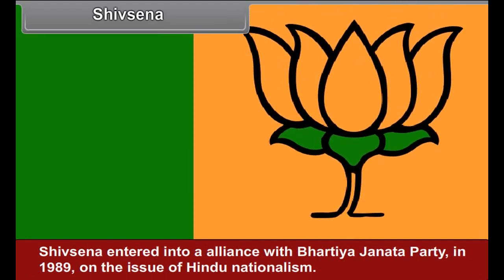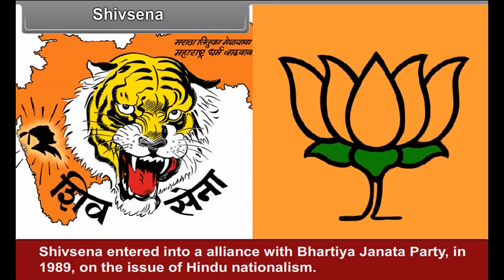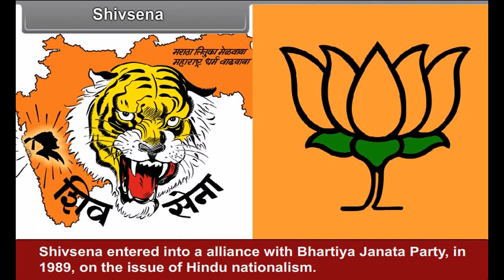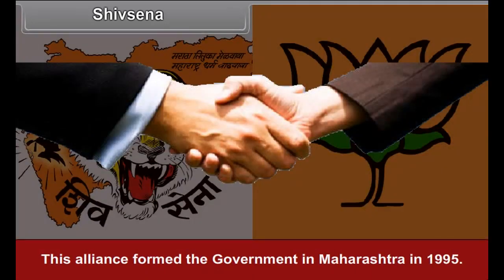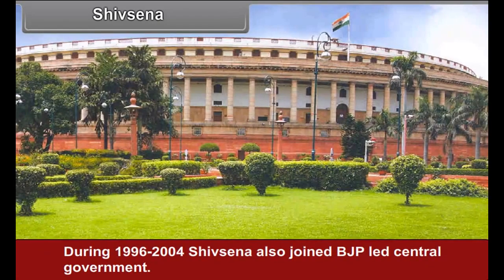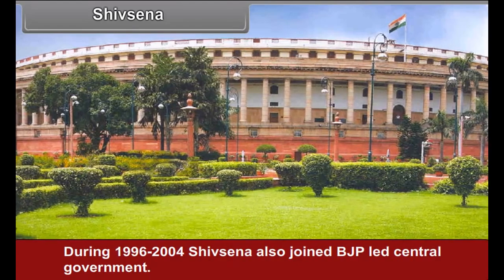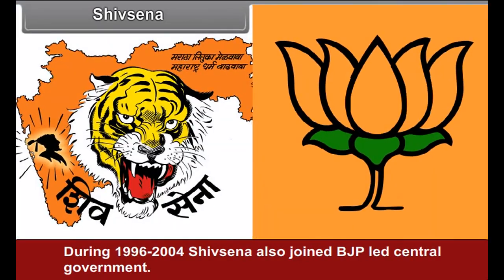Shiv Sena entered into an alliance with Bharatiya Janata Party in 1989 on the issue of Hindu nationalism. This alliance formed the government in Maharashtra in 1995. During 1996 to 2004, Shiv Sena also joined the BJP-led central government.